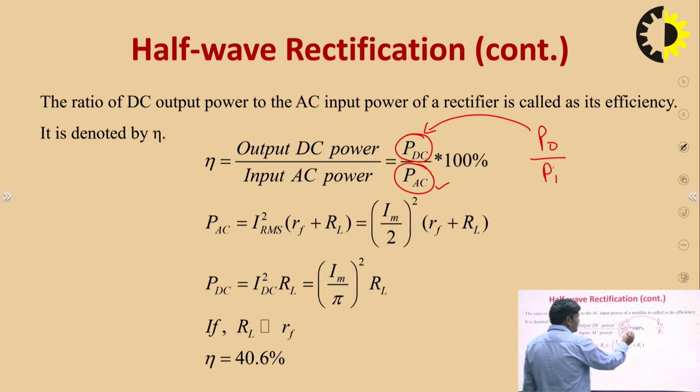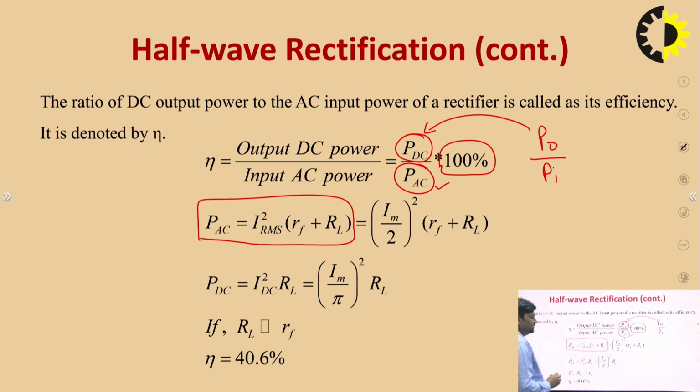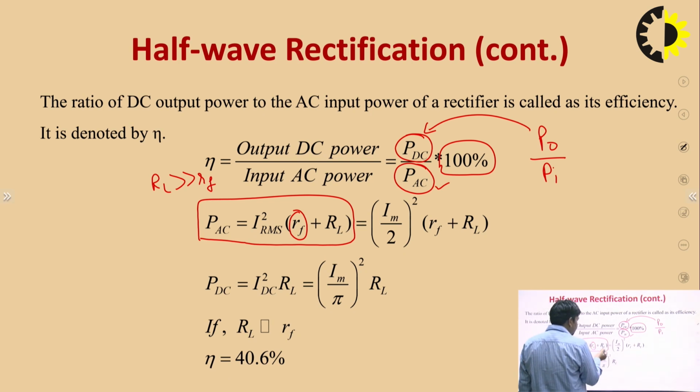If we multiply by 100, we get the percentage efficiency of any half wave or full wave rectifier circuit. So, how do we calculate the PAC? PAC is calculated by this formula: IRMS whole square into (RF plus RL), because the forward resistance of the diode is taken into account, since this is a practical diode. But if RL is very much greater than the small RF, we ignore it. So, we easily calculate IRMS whole square into RL.